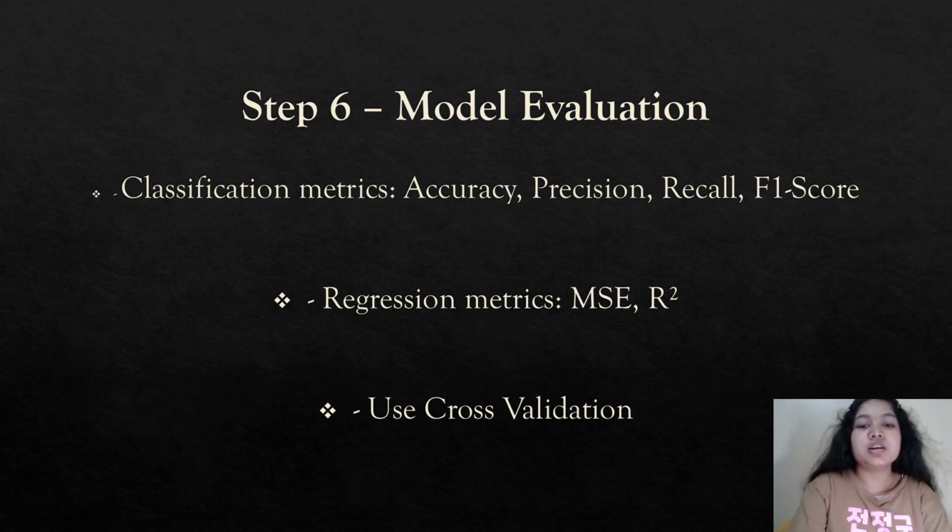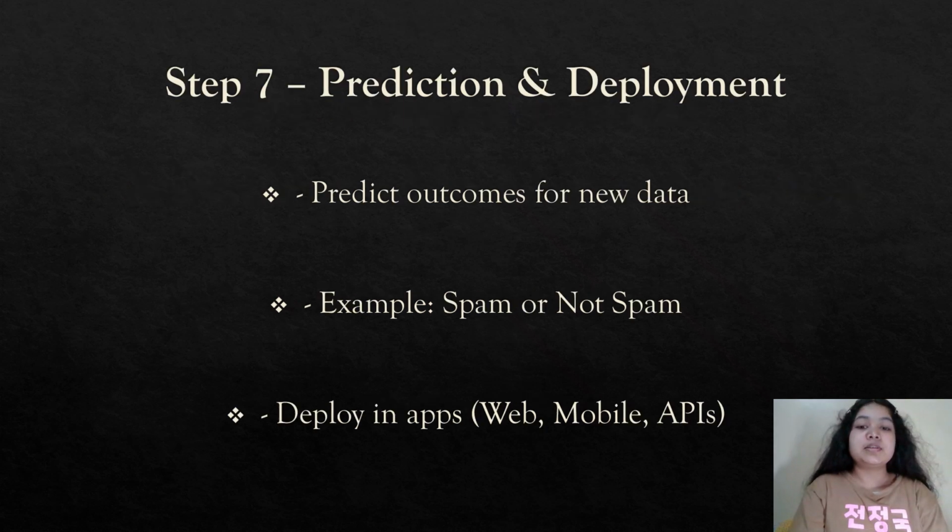Then cross-validation: we divide the dataset into multiple parts and test on different sets to make sure the model is reliable. And the next step is prediction and deployment. It's our last step. Predict outcomes for new data, for example, predicting if a new email is spam or not. And next is deploy in apps. Models are integrated into real world systems like mobile apps, websites or APIs, so they can be used by anyone.